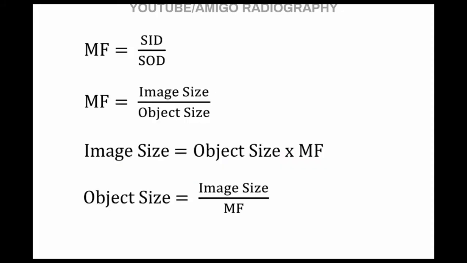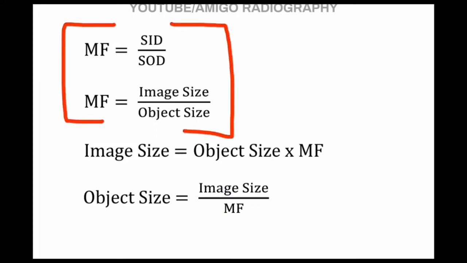So here's a few calculations that relate to magnification. There's actually some specific formulas that we use to calculate the magnification factor, and that's these two formulas here. MF simply stands for magnification factor. The most common one is magnification factor equals the SID over the SOD. And then a similar equation is the magnification factor being equal to the image size over the object size. So it's actually a pretty simple idea.